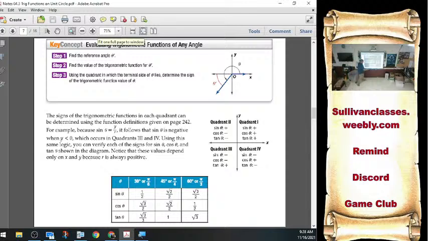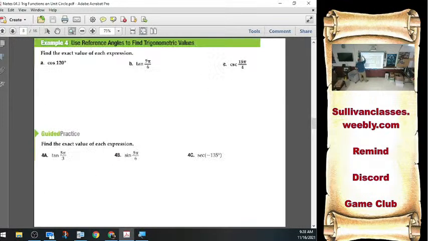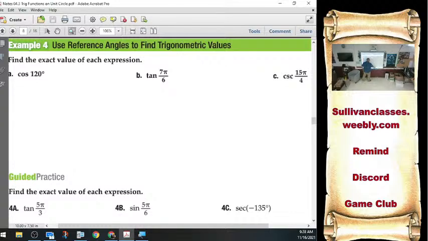So here's what I do. I combine this chart and that chart, and now I can find all of this without needing to find the trig value of something outside of quadrant 1. Cosine of 120. What is its reference angle? No. 60. How far from the x-axis? The x-axis would be 180. 180 minus 120 is 60. So I find the cosine of 60, which is?